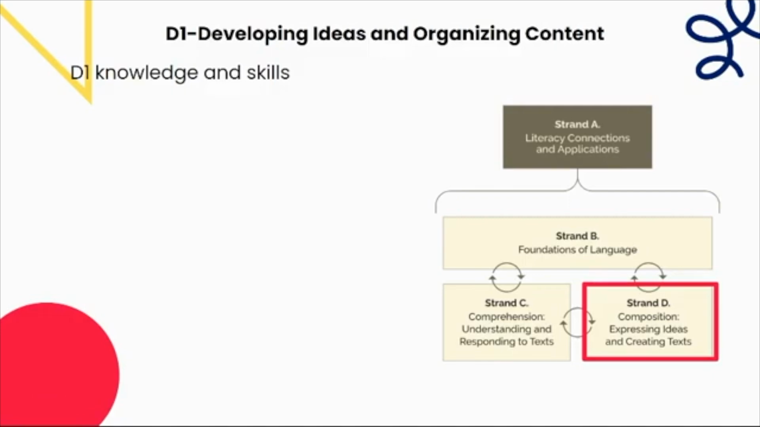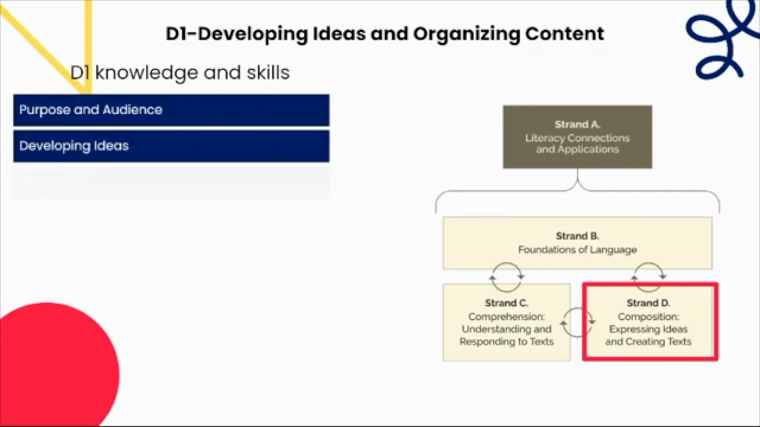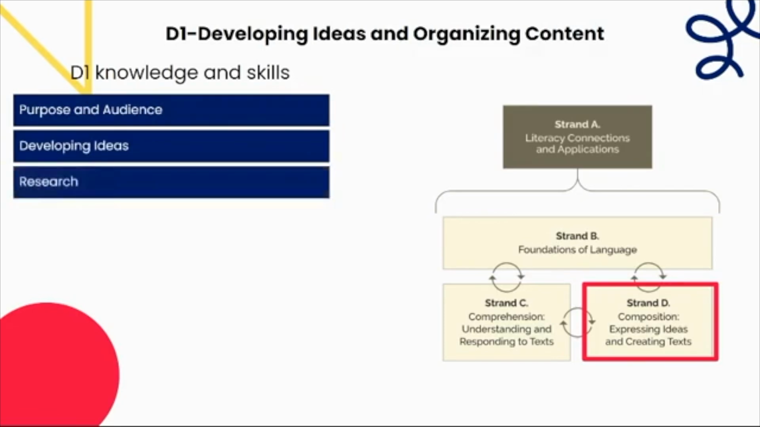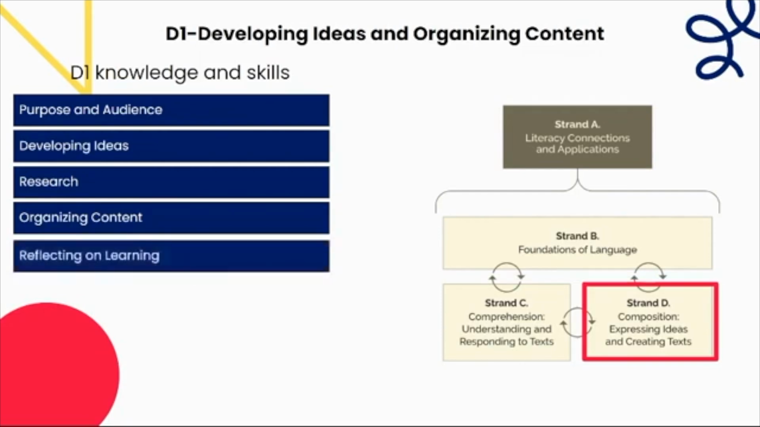In this overall expectation, students will plan for specific purposes and audience, develop ideas, and gather information through research, and organize content for creating texts of various forms, including digital and media texts on a variety of topics. Students will reflect on their learning by first identifying, then describing and explaining the strategies that help them to develop and organize their content for their writing.